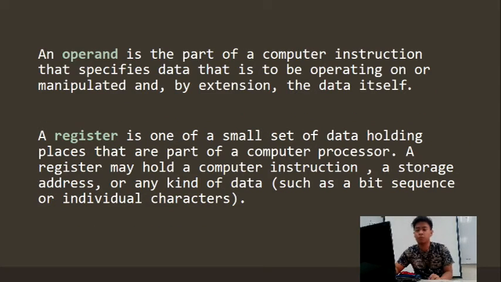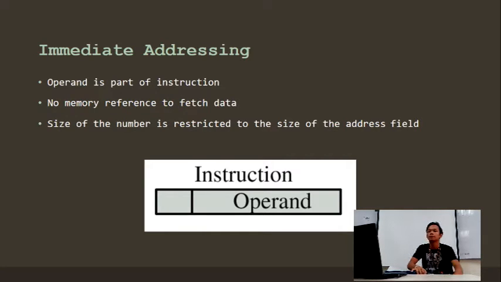What are the terms that we are going to encounter in this report? First of all, the operand. Operand is the part of a computer instruction that specifies data that is to be operated on or manipulated, and by extension the data itself. The other term is the register. The register is one of a small set of data holding places that are part of a computer processor. A register may hold a computer instruction, storage address, or any kind of data such as a bit sequence or individual characters.